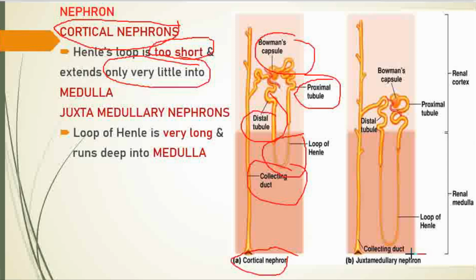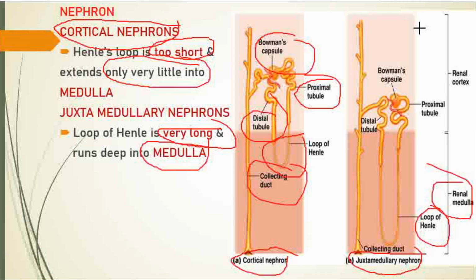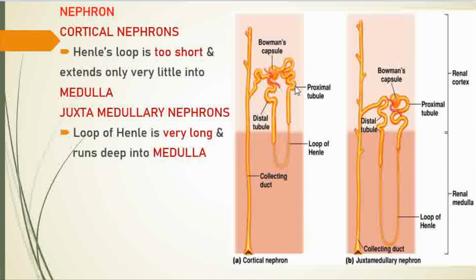அதுக்கே அதே வந்து இன்னொரு nephron இருக்கு, juxta medullary nephron. ஸோ இதில் வந்து அந்த loop of Henle பார்த்தீங்கன்னா it is very long and runs deep into the medulla region of the kidney. ஸோ அதுக்கு பேர் juxta medullary nephron.